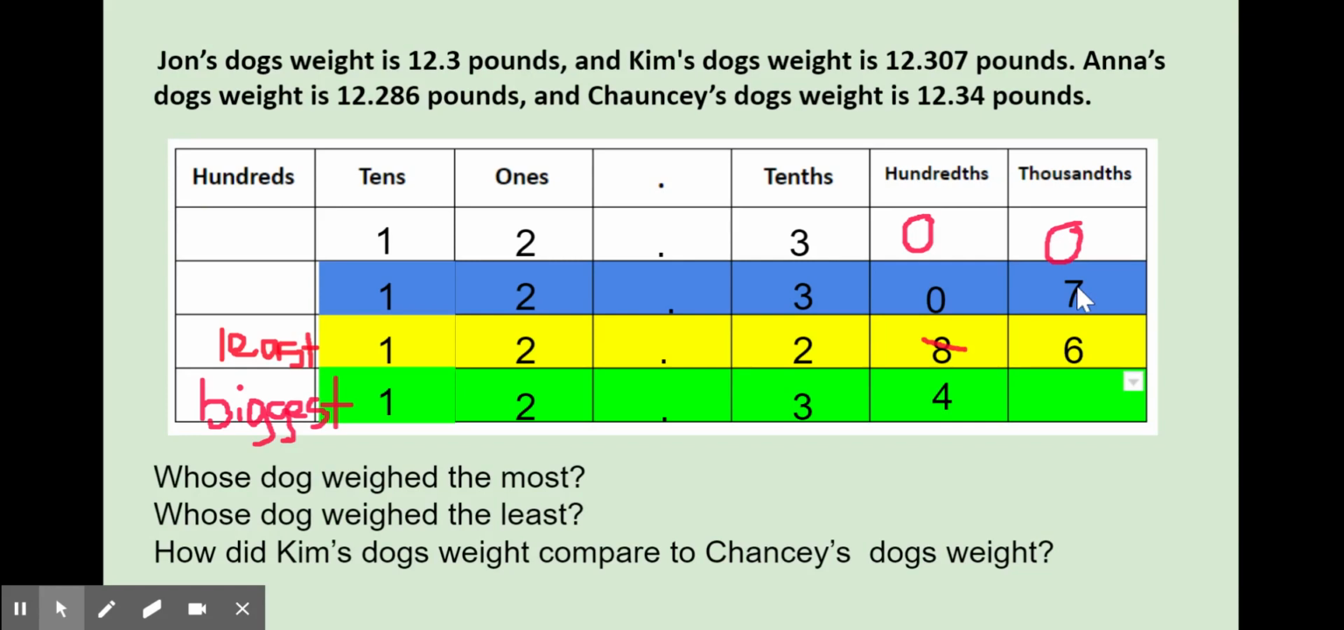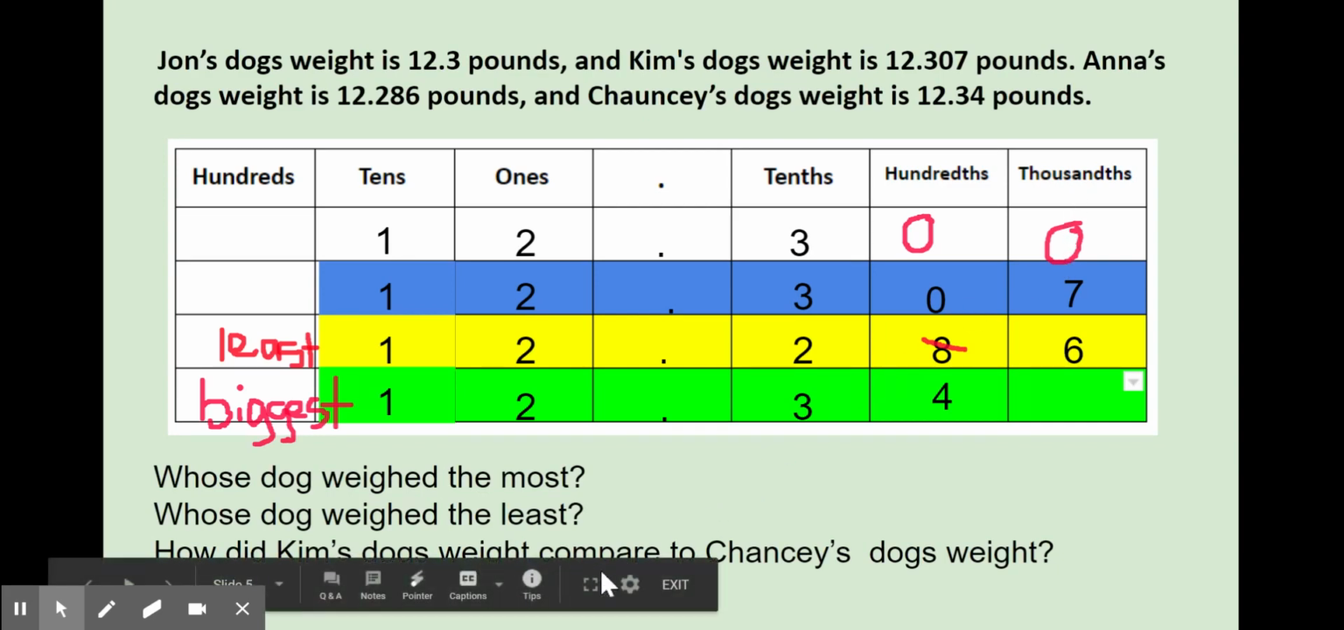We have 0 and 7. 7 is bigger than 0, so this would be the next biggest number. 12 and 307 thousandths is the next biggest number. And then we have 12 and 3 tenths, or 300 thousandths, however you want to say it. So using our strategy of stacking, now we can answer a question.